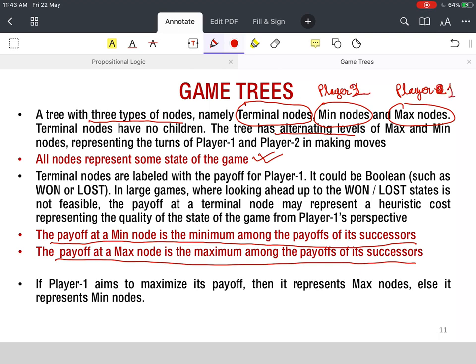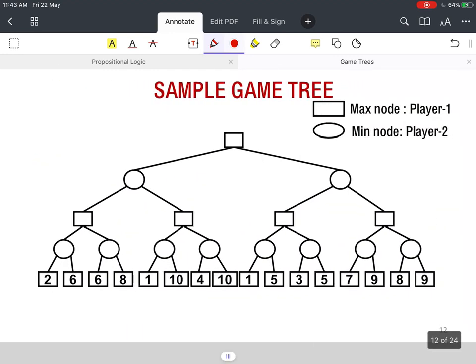So this is player 2 and this is player 1. So player 1 tries to maximize and it represents a max node, else it represents a min node. So here is a sample game tree. The rectangular boxes are the max nodes determining player 1, and the oval boxes are min nodes depicting player 2.